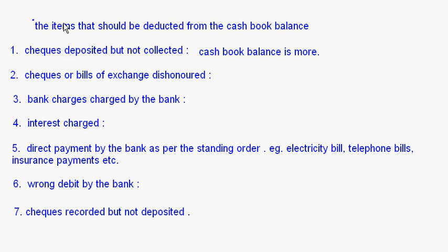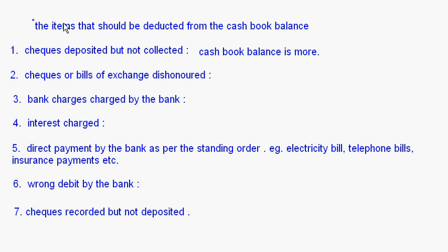Wrong debit by the bank. In the earlier case we saw wrong credit by the bank. Wrong credit by the bank is to be added. Wrong debit by the bank means it decreases the passbook balance, whereas the cash book balance is more. So this is to be deducted, right?